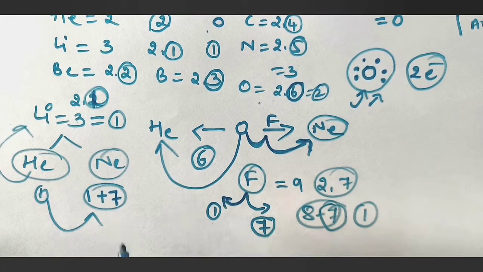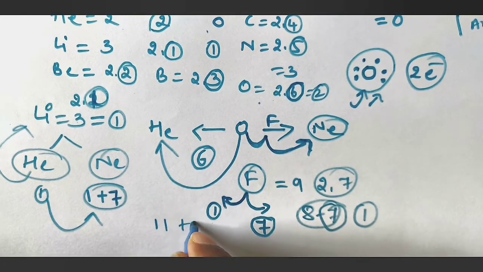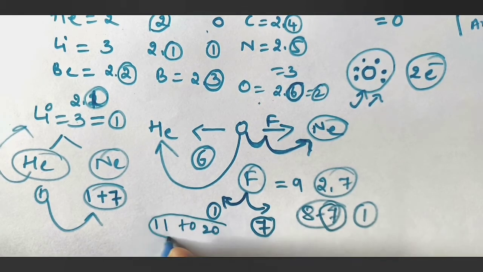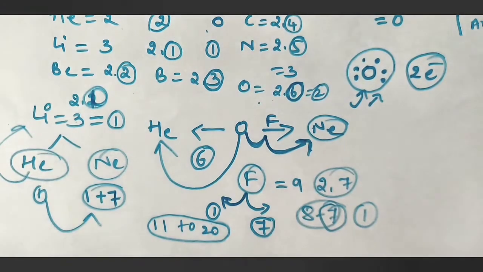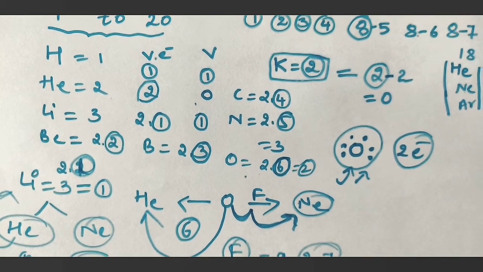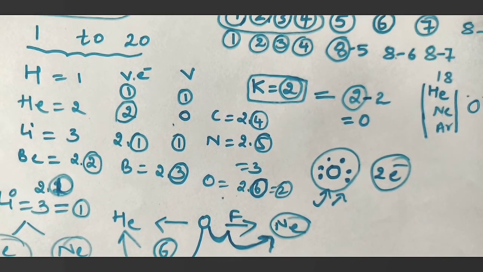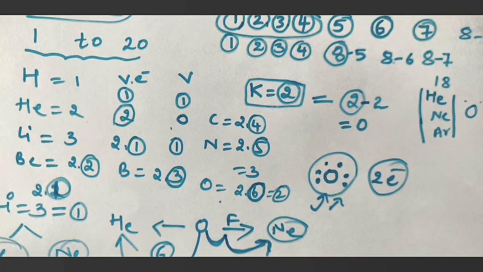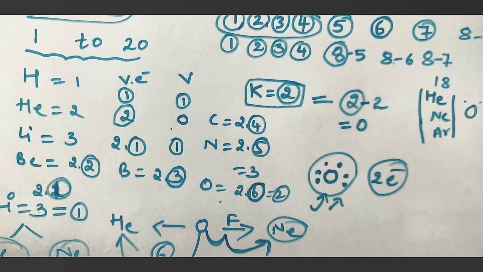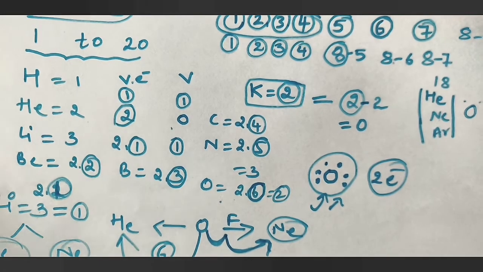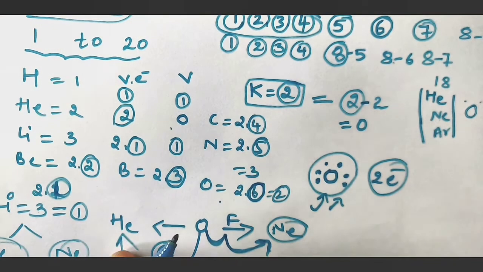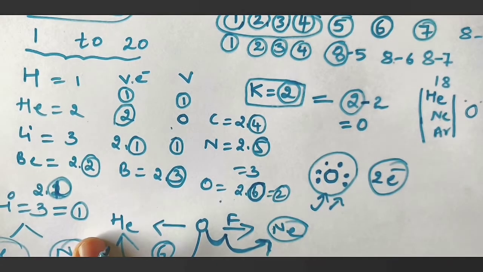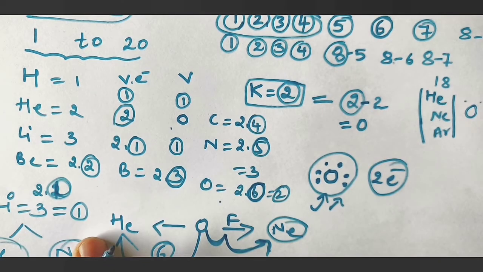Clear? So your homework will be 11 to 20. I said I would do 1 to 20, but based on this, take a screenshot and you can do the remaining 11 to 20, sodium to calcium, in the same manner. So by this, I hope you understood the valencies.